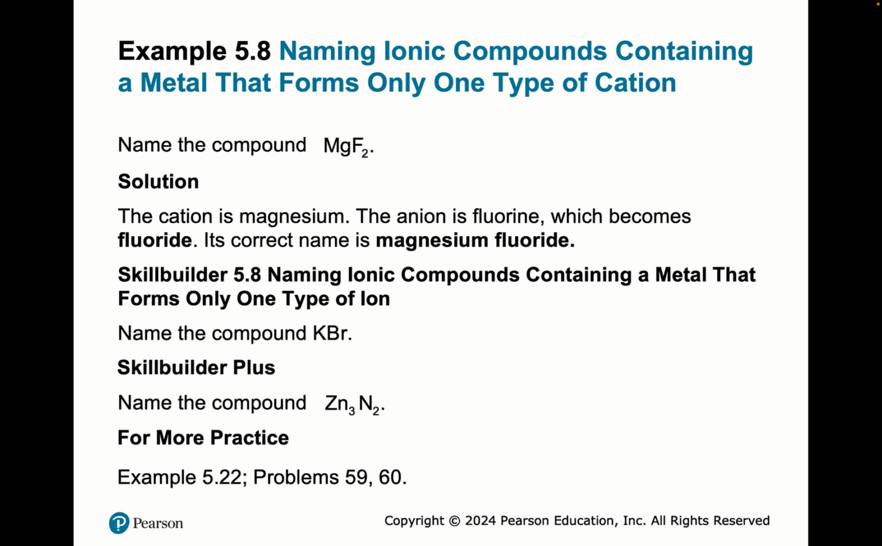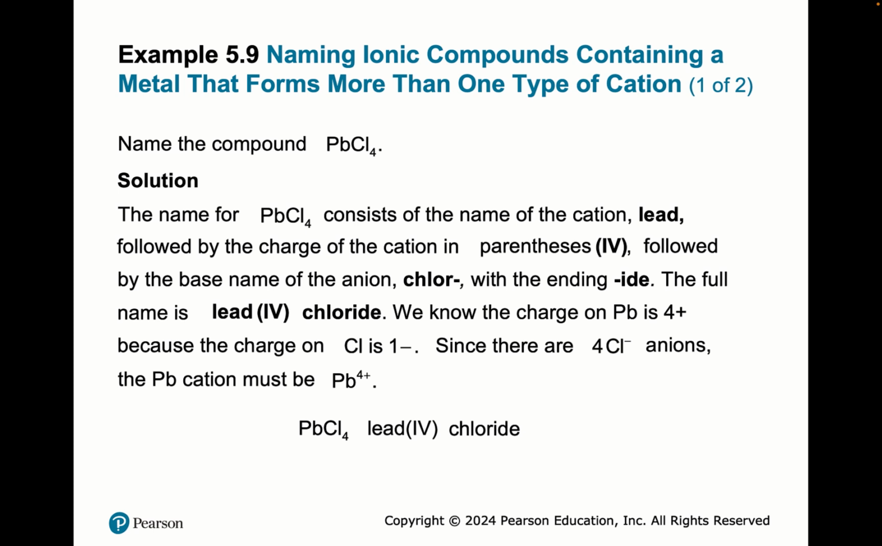So naming ionic compounds where a metal forms only one type of cation. So here, magnesium and 2 fluorines. So when you say the name, even though the magnesium is a +2 ion, you just say the word magnesium, and then for fluorine, you take its root word fluor, and then put in the -ide, so that's magnesium fluoride. So that's how you would name that one.